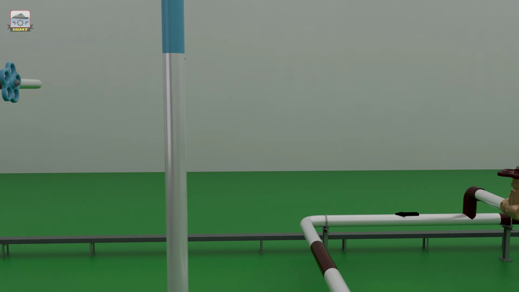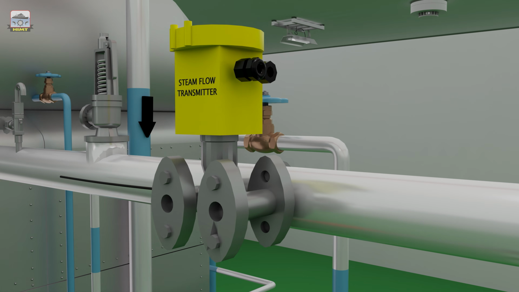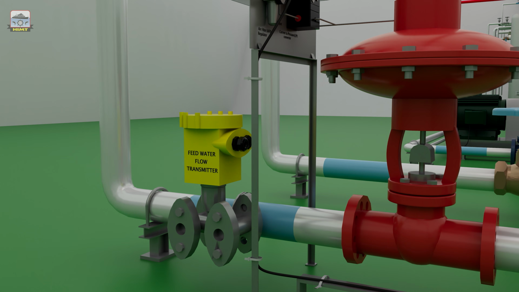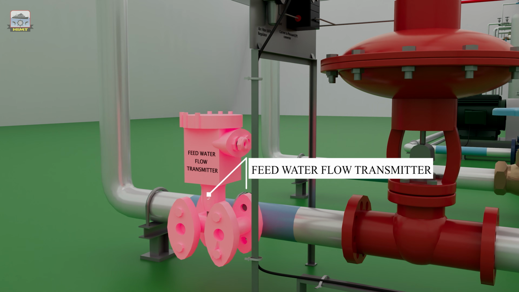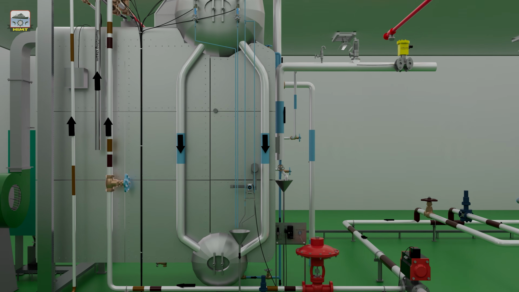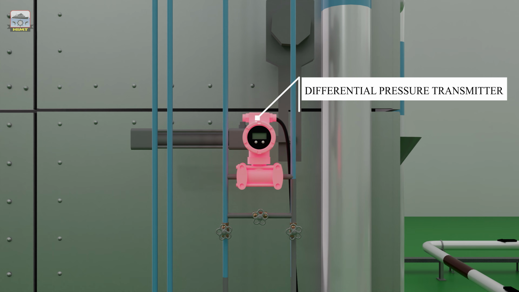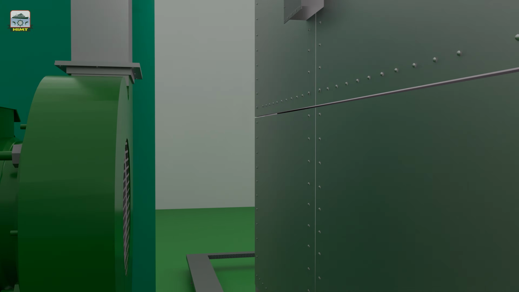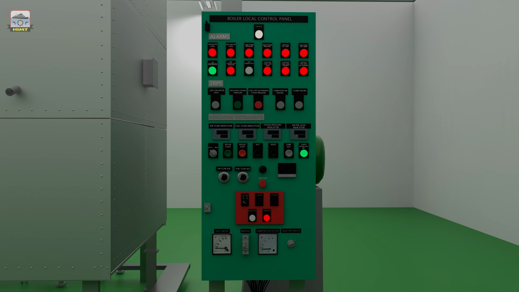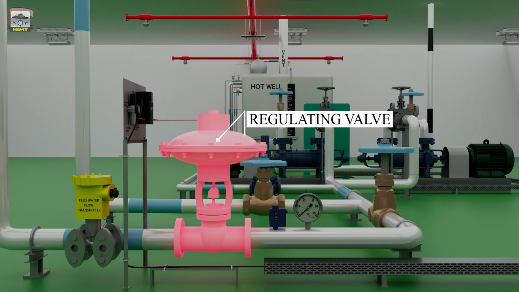The measured variables are the steam flow rate measured by a steam flow transmitter, the feed water flow rate measured by a feed water flow transmitter, and the boiler water level measured by a differential pressure transmitter. These three measured variables are fed to a feed water controller, which in turn gives a signal to the feed water regulating valve to vary its opening level so that a constant water level is always maintained in the boiler.